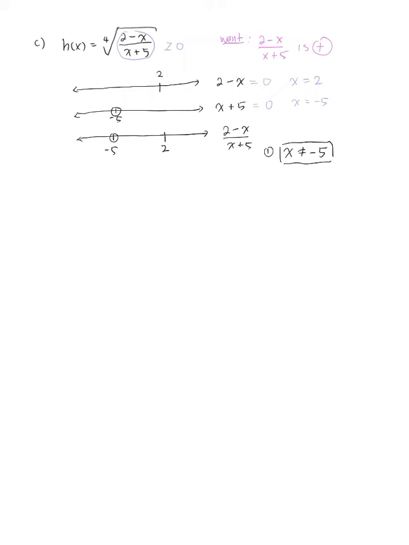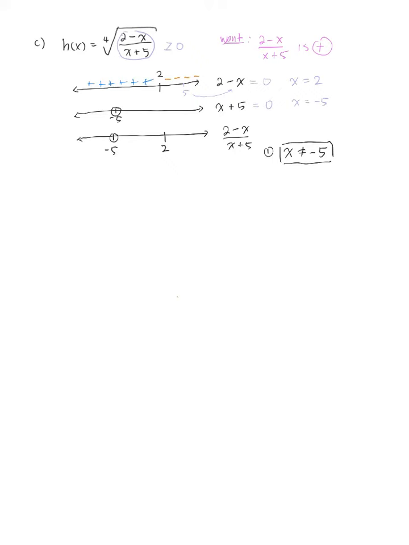Okay, so now let's look at the first number line. If I plug in any value that's bigger than 2, let's just pick 5, plug that 5 into here. Do we have a positive answer or a negative answer? We have a negative. So in this case, I'm just going to put a negative here, and the rest of it is going to be positive no matter what.